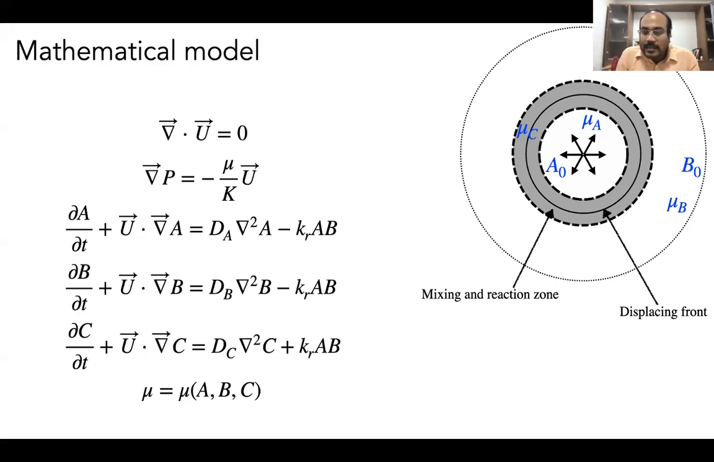Okay, so that's the thing. And then of course this continuous solid circular interface we call the displacing front, where eventually one side has only reactant A and the other side has only reactant B. The reactants A and B cannot coexist on both sides of this line.